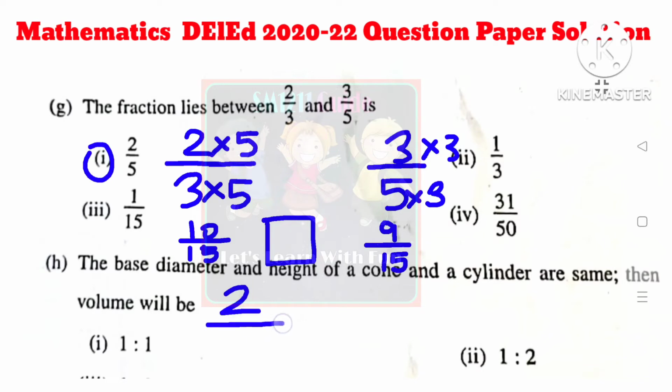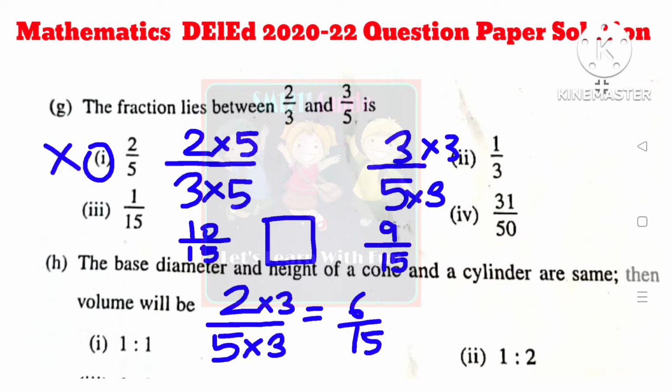So let us make the denominator 15 first. So here 3 into 5 is 15. So multiply the numerator with 3. So we are getting 6 by 15. 6 is not in between 9 and 10. So 6 by 15 is also not in between 9 by 15 and 10 by 15. So this cannot be our answer.